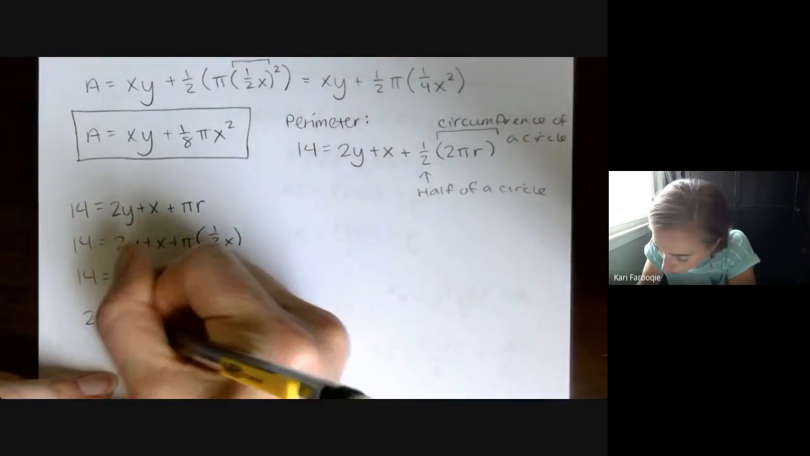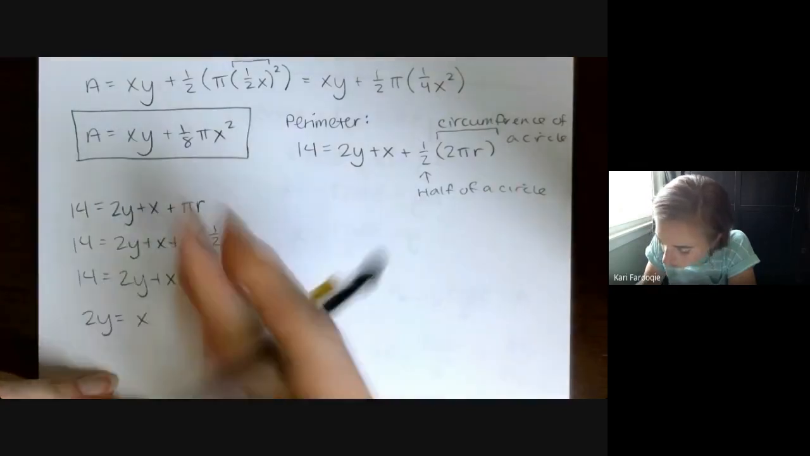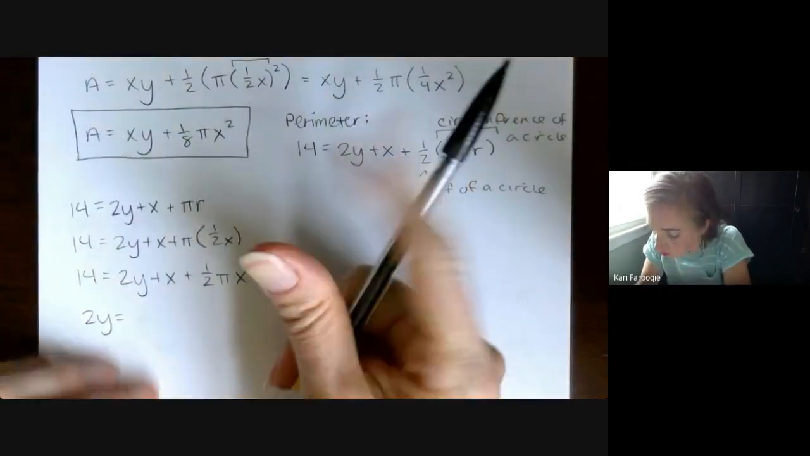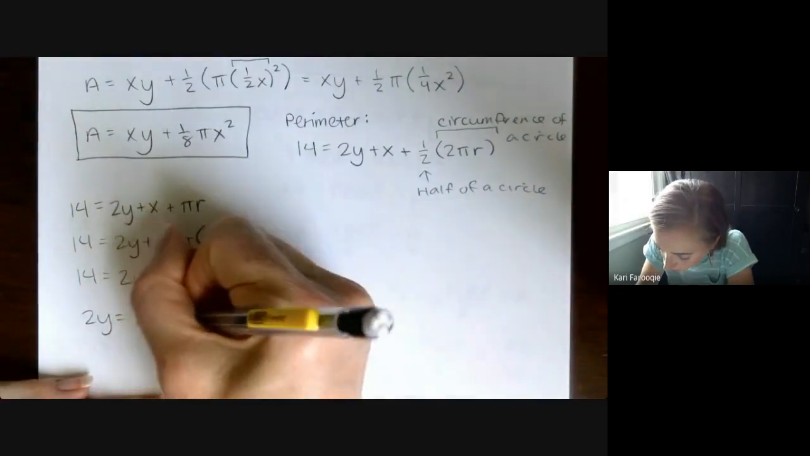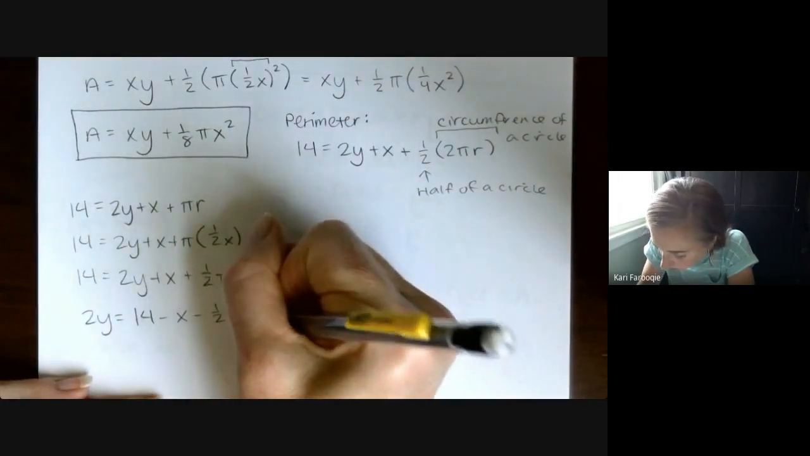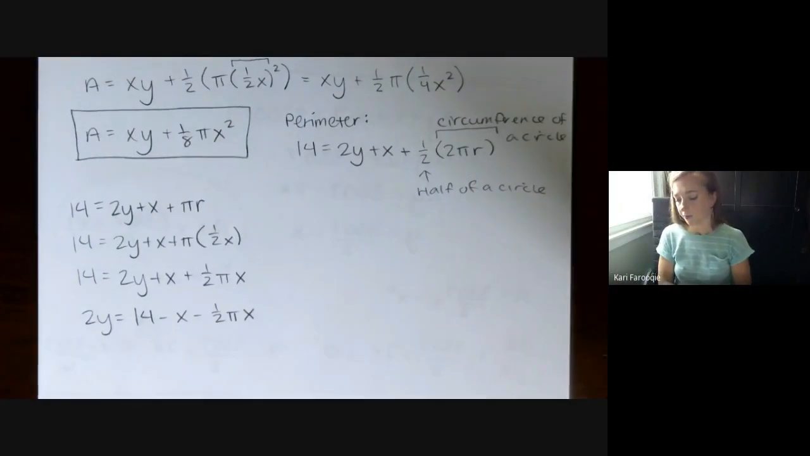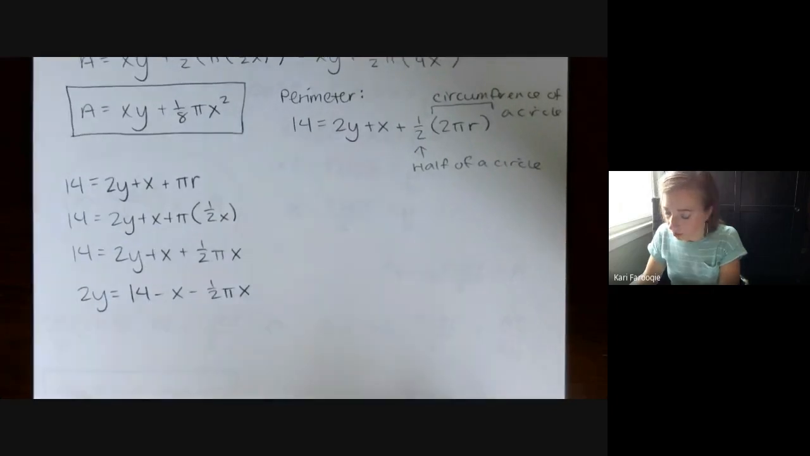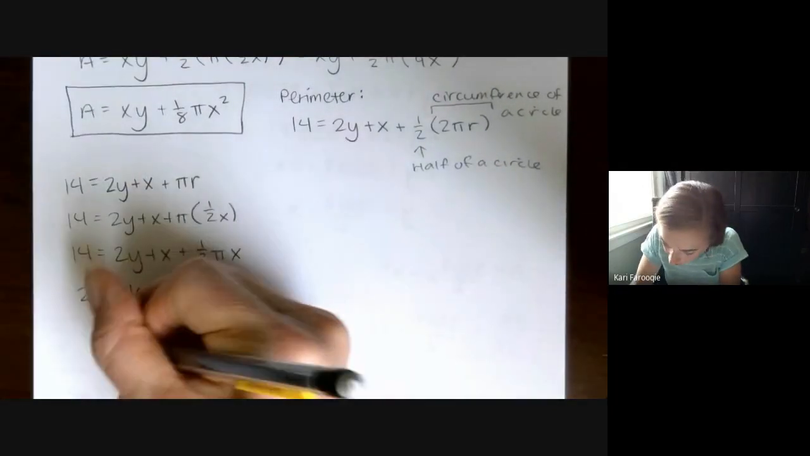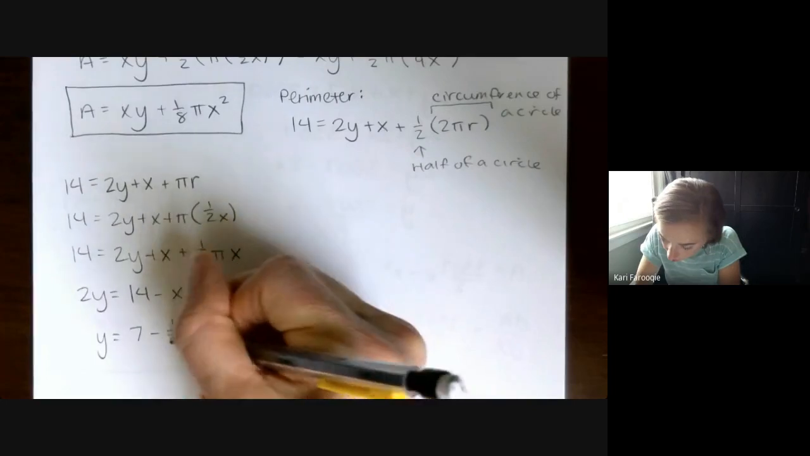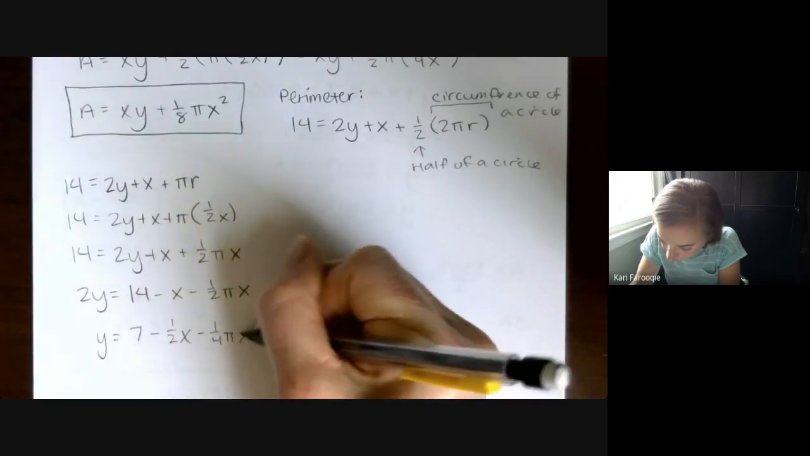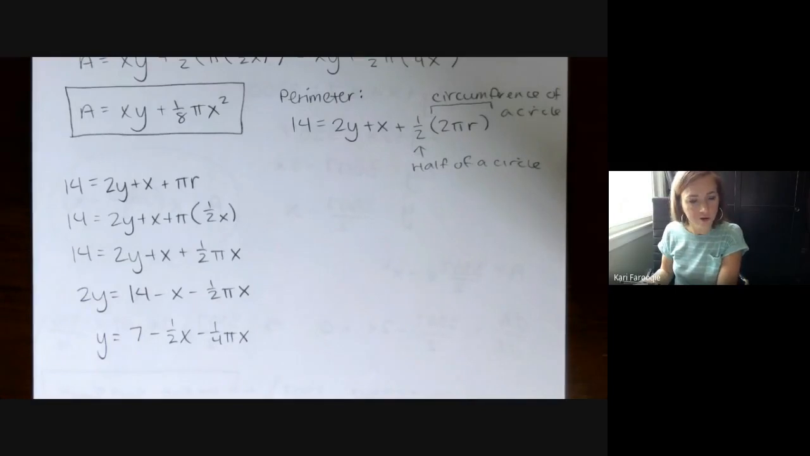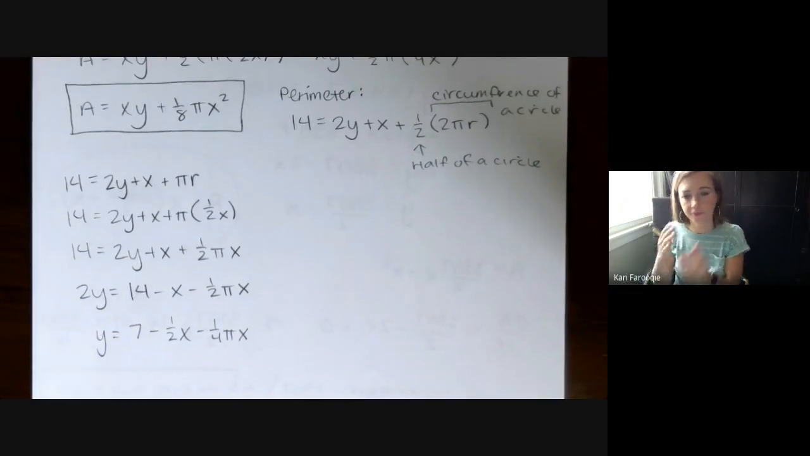So you'll have 2y equals x. Or, let's see, I moved it to the other side. Change the side, change the sign. That means I'm going to have 14 minus x minus 1/2 pi x. So I just subtracted x and 1/2 pi x from both sides. And then you end up getting y equals, divide every term by 2, 7 minus 1/2 x minus 1/4 pi x.